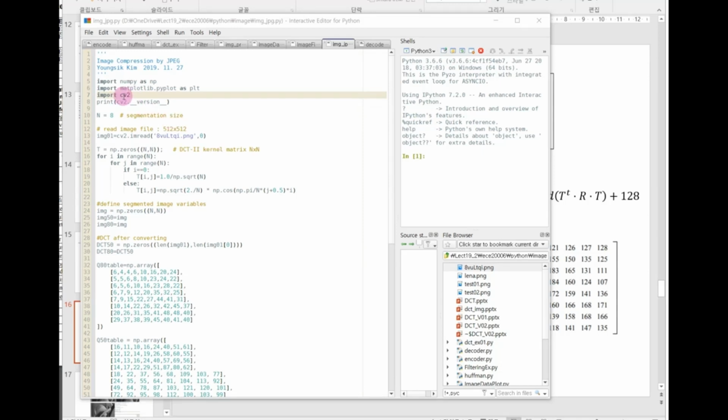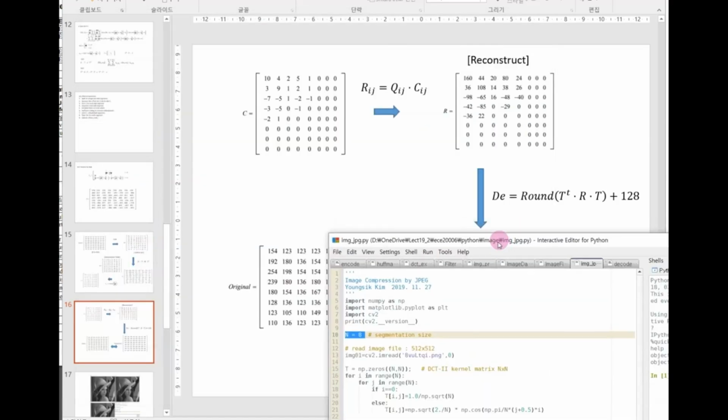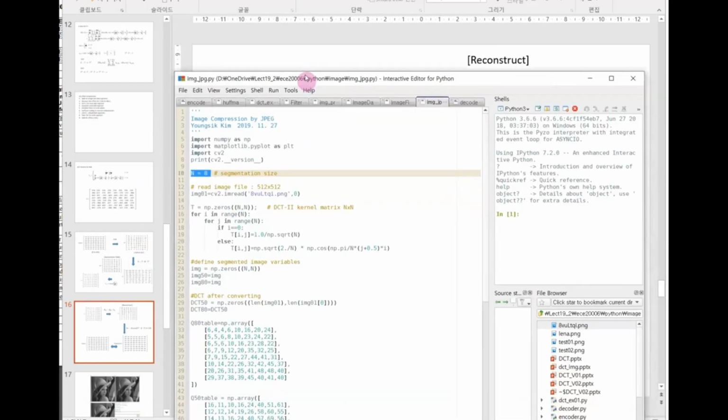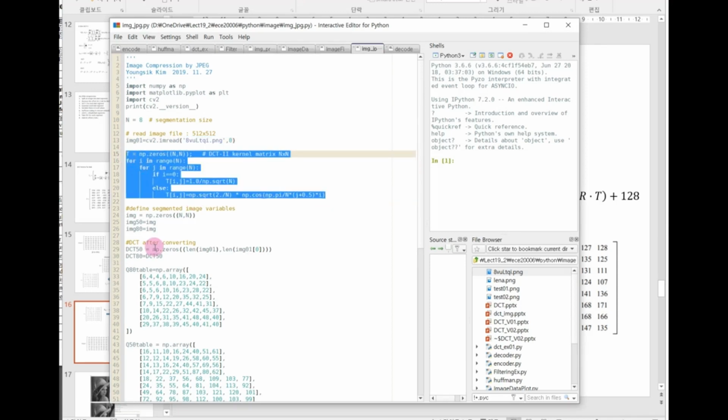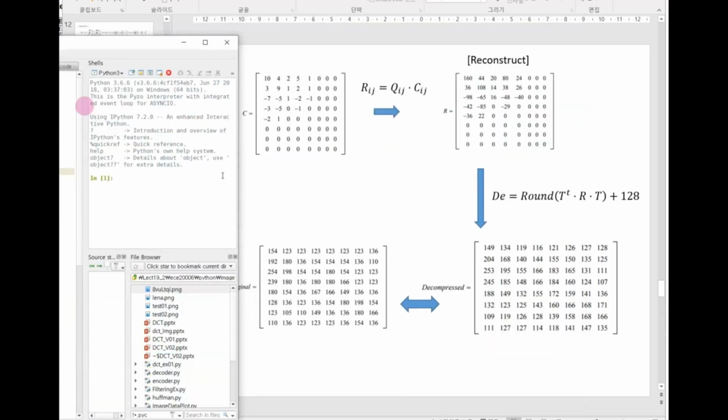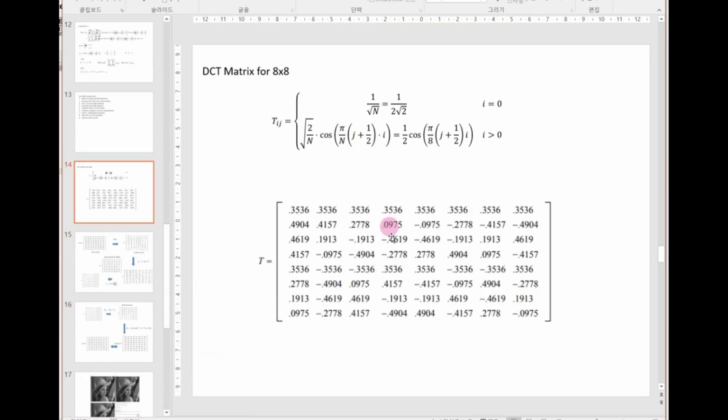OpenCV packages are used to display the image. I take the segmentation size as 8x8 image segmentation, as I explained here. First, I read the image, and then build up the discrete cosine transform for the 8x8 matrix. This matrix is created here.